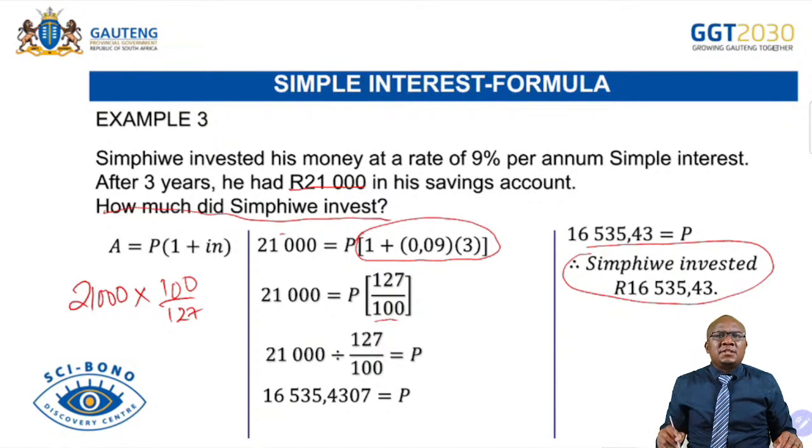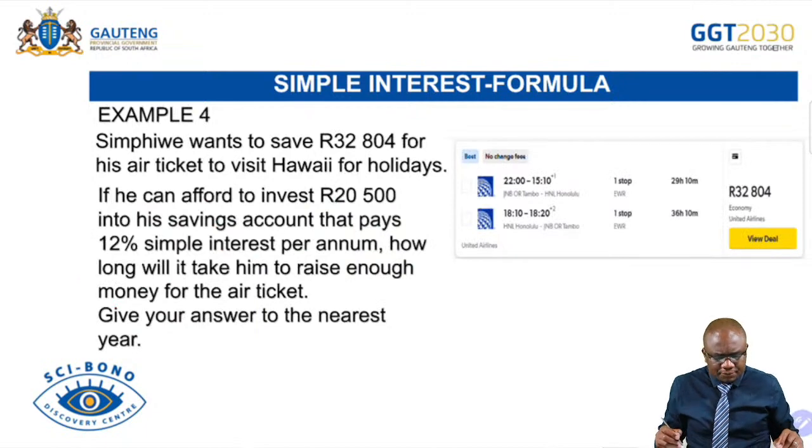16,535 rand and 43 cents. We've answered the question. Learn to answer the question. Okay? Right. Example 4.